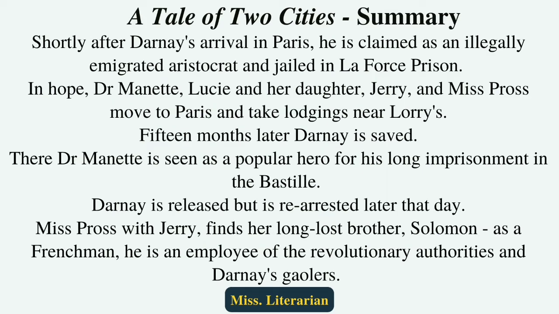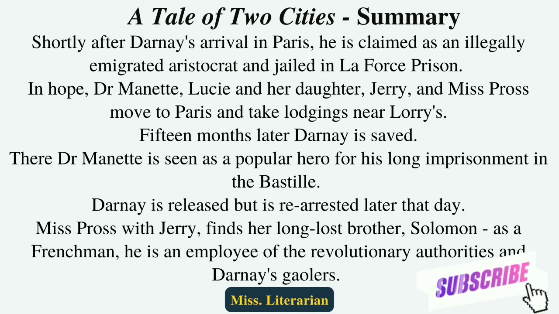The third book starts. As Darnay arrived in France, he is denounced as an illegal emigrant aristocrat and put into La Force prison. In order to save Darnay, Dr. Manette, his daughter Lucie, and her daughter, along with Jerry and Miss Pross, all move to Paris and take lodgings near where Lorry stayed. Fifteen months later, Darnay is finally released, and Dr. Manette is seen as a popular hero who has fought against long imprisonment in the Bastille. However, Darnay is rearrested later that day.